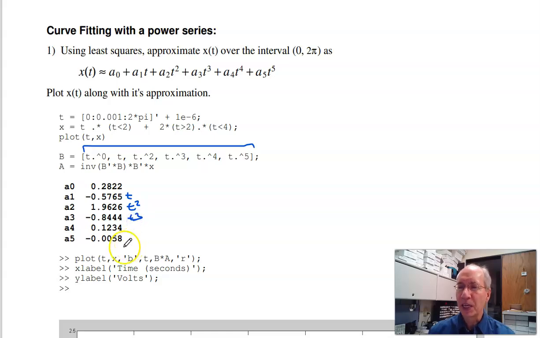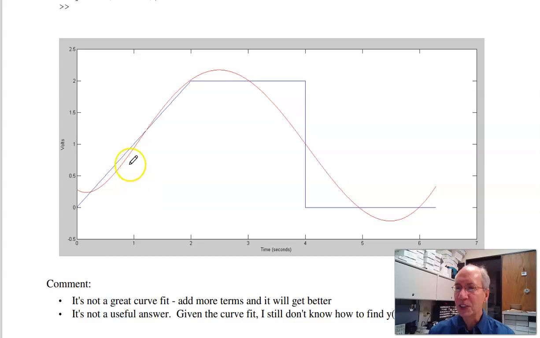If I plot the two together, plot t versus your data in blue, t versus the curve fit. B times a is my basis, 1, t, t squared, t cubed, times a. So it's 0.28 times 1 minus 0.57 times t. There's my curve fit. Plot the curve fit in red. And what you get is here's the data in blue, there's the curve fit in red. That's a curve fit. So basically you can curve fit anything. If I add more and more terms, I'll get better and better.